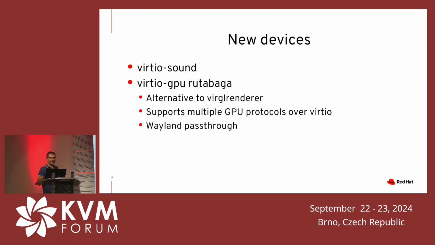We got some new devices, especially in the virtio space: virtio-sound and the virtual GPU Rutabaga, which, if you didn't know, is a vegetable, also known as turnip or something like that in the British Isles. It's an alternative to VirGL renderer. There will be some talks about it today, and basically the interesting thing is that multiple GPU protocols can be tunneled inside virtual GPU, and the main feature that it was created for is Wayland pass-through, and it was merged this year.